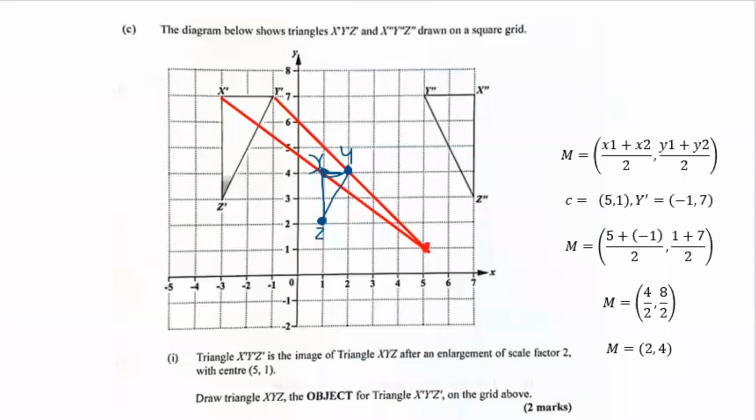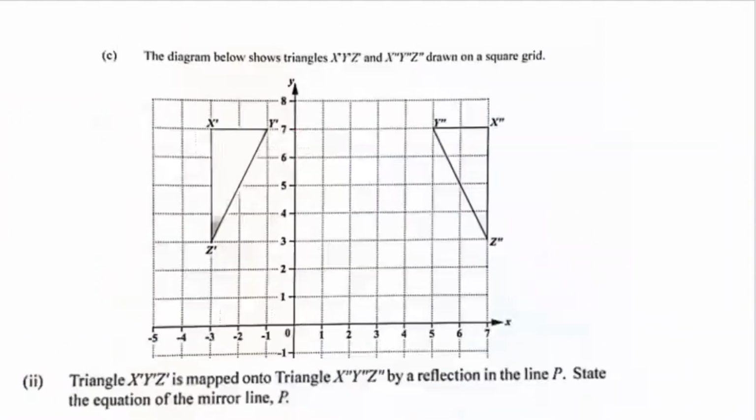So now we are moving nicely along. So next we have this. It says triangle x prime, y prime, z prime is mapped onto triangle x double prime, y double prime, z double prime by reflection in the line P. State the equation of the mirror line. So basically, we're looking for a line that is exactly in the middle, which serves as a mirror, which would allow x prime, y prime, z prime to be mapped onto this triangle.